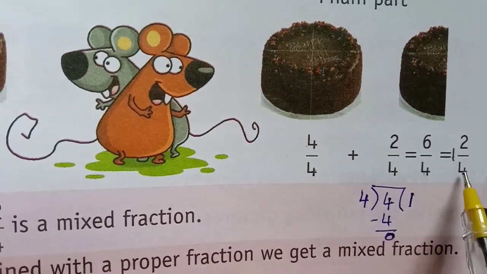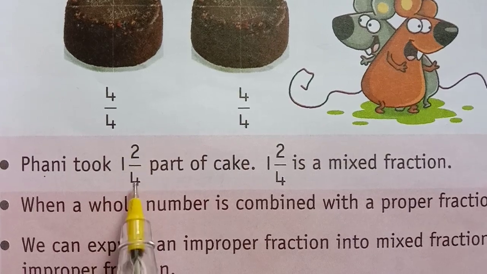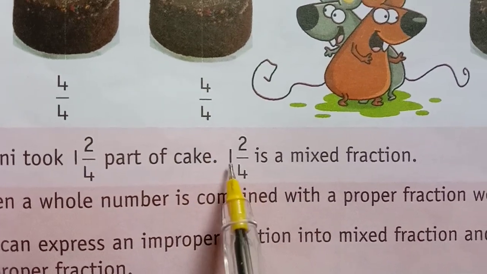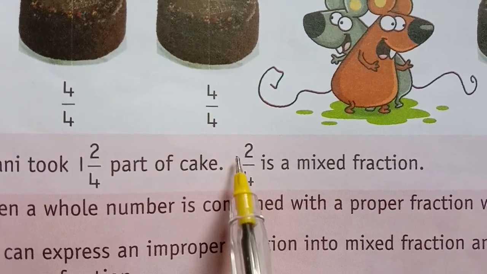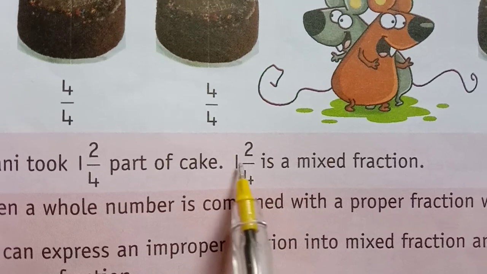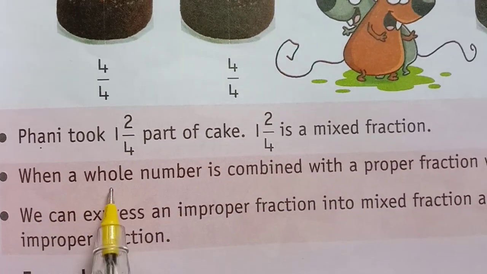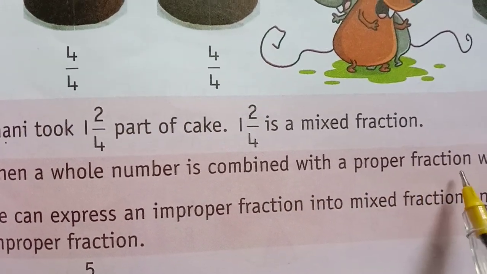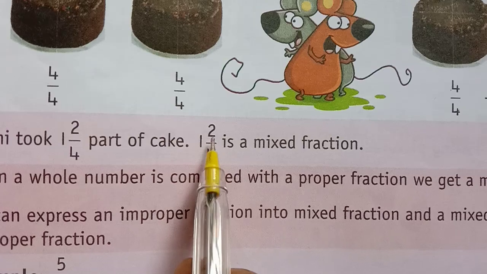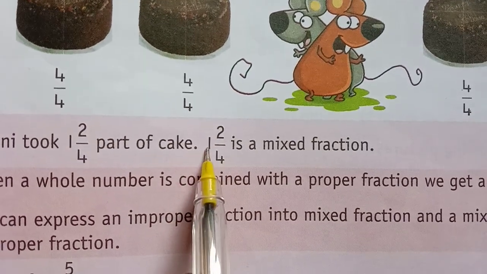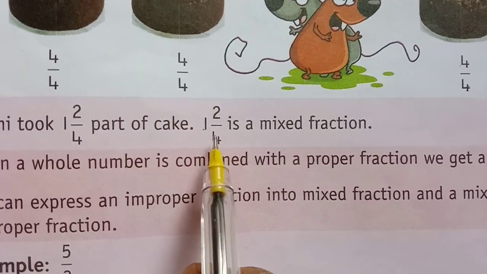So 1 2 by 4. So Funny took 1 2 by 4 part of cake. 1 2 by 4 is a mixed fraction because one whole number and a fraction both are mixed together. So it is called a mixed fraction. When a whole number is combined with a proper fraction, we get a mixed fraction. Always this fraction will be a proper fraction only. A whole number and a proper fraction both together form a mixed fraction.